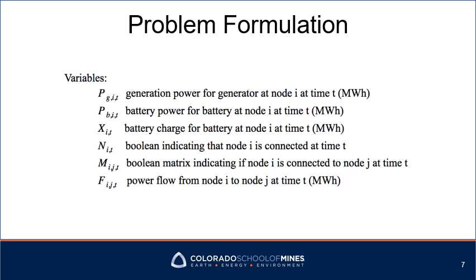Here's a list of all of the variables in the optimization problem. So we have the actual power of each of the generators, the power of each of the batteries, the battery charge as a function of time for each battery, and then 2 Boolean variables, N and M, that correspond to whether or not a node is on at a given time, or a node is connected at a given time. And then F is the power flow between each of the nodes, and that's also a matrix for each time.